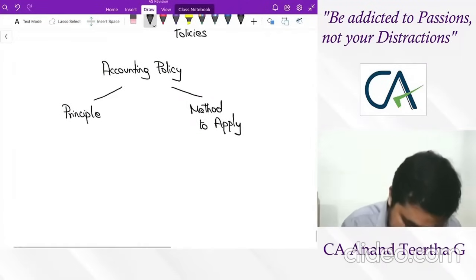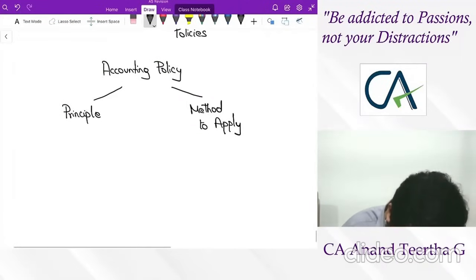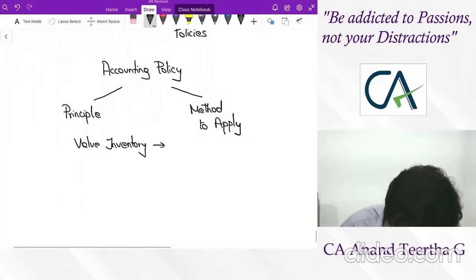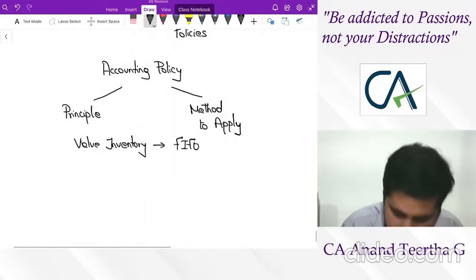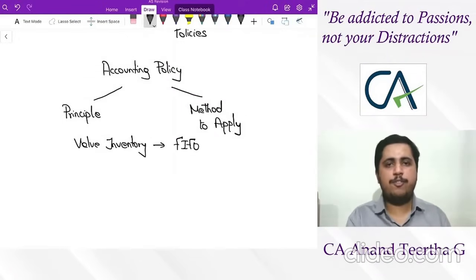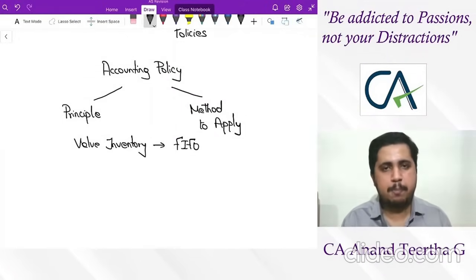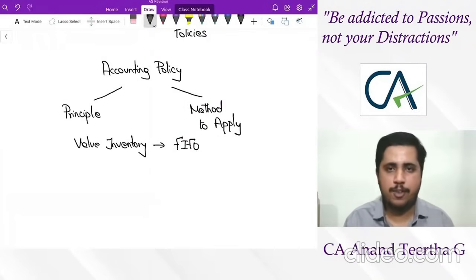Example, my principle is to value inventory. Fair enough. And I use the FIFO method to do that, which means applying this FIFO method for valuing the inventory became an accounting policy for us.